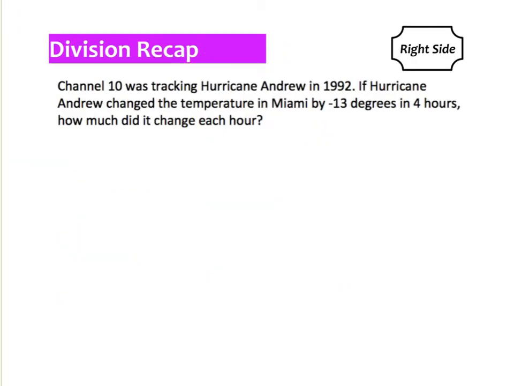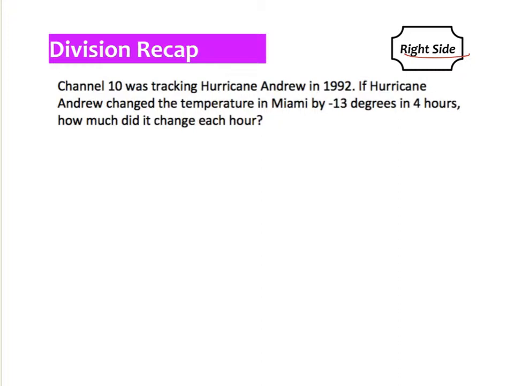Let's go ahead and try this problem on the right-hand side. It says Channel 10 was tracking Hurricane Andrew in 1992. Hurricane Andrew was this huge hurricane that was back in the day. This was like back around the time that Miss Davis was born. And it pretty much destroyed Miami. It said if the hurricane changed the temperature in Miami by negative 13 degrees in 4 hours, how much did it change each hour?